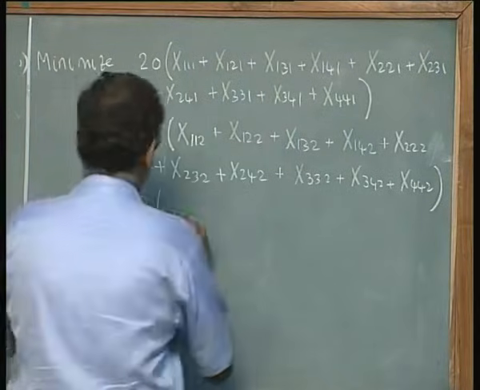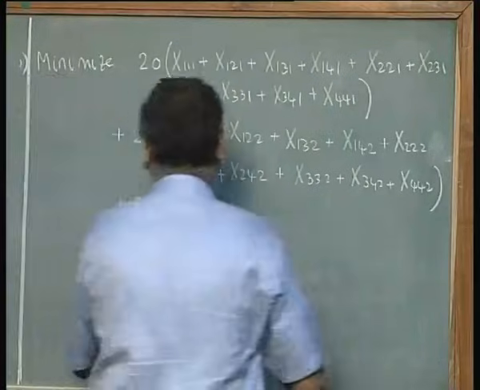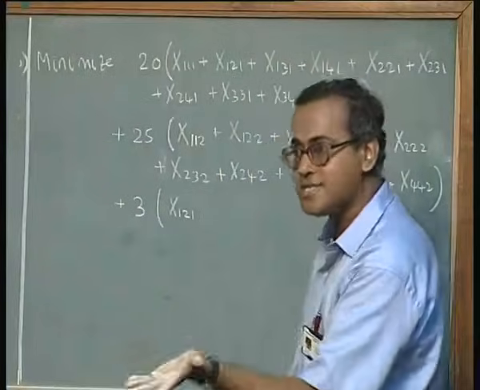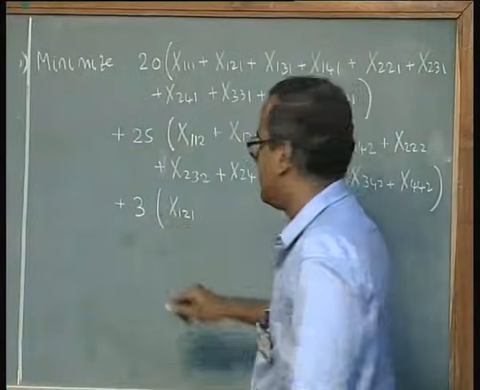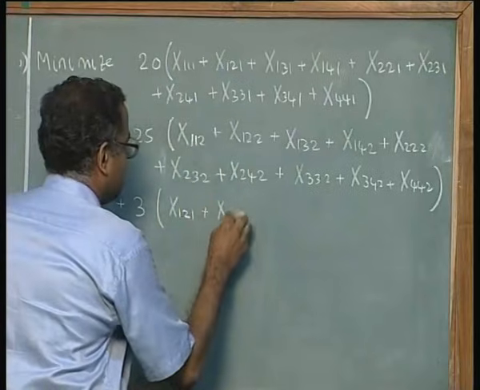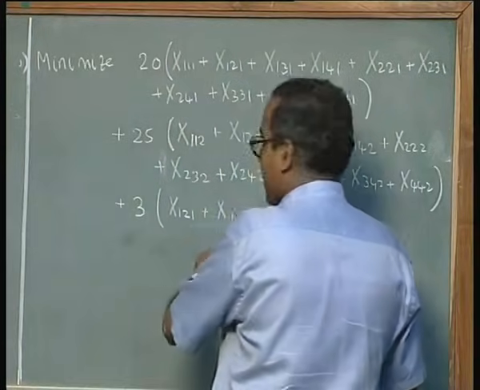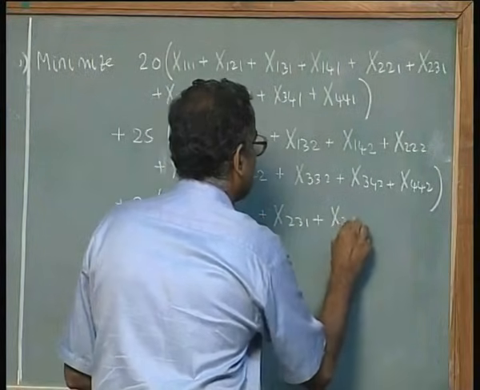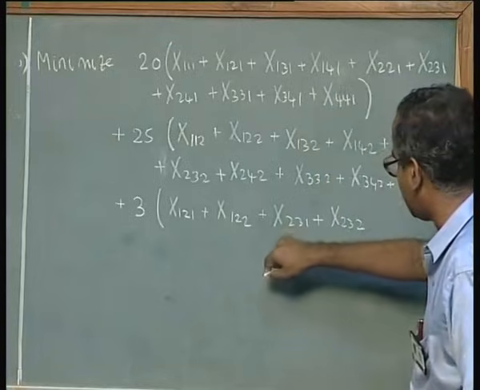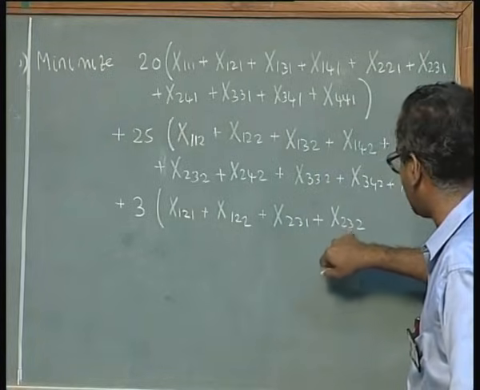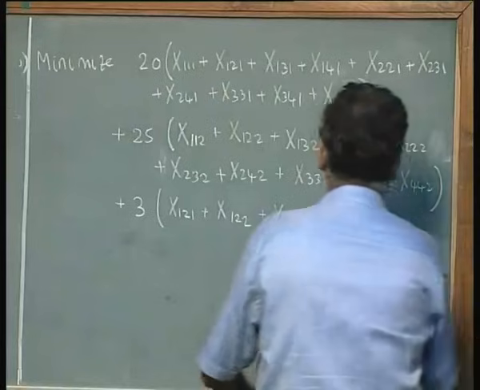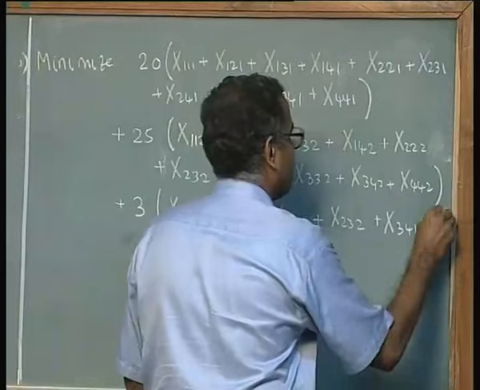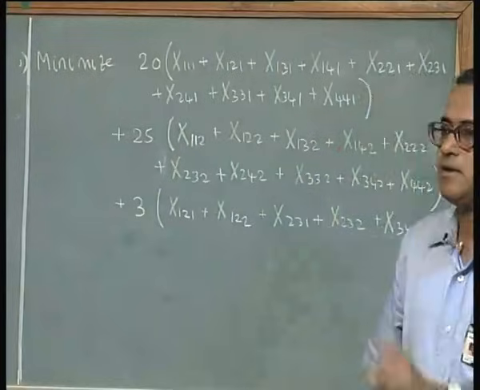For example, we will have x121, this is carried by 1 month. If j minus i is equal to 1, it means it is produced in a particular month and used in the next month. So, it will incur 3. So, x121 plus x122, these are all carried by 1 month, plus x231 plus x232, produced in the second month to meet the third month, produced in the second month to meet the third month by overtime, and x341 plus x342. So, these are the quantities that are carried 1 month.